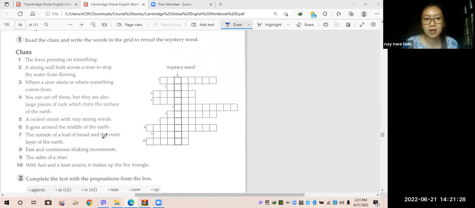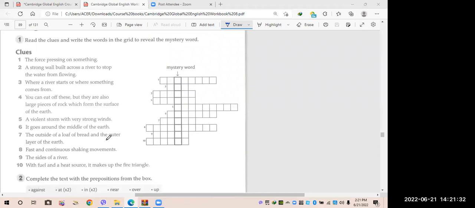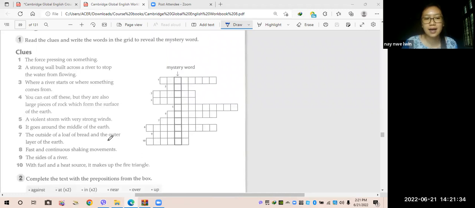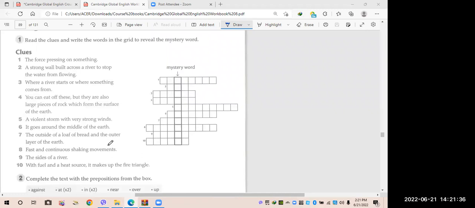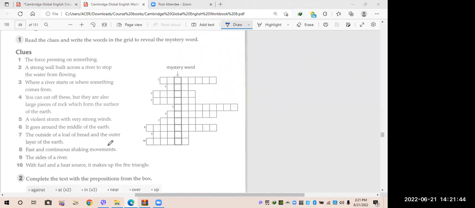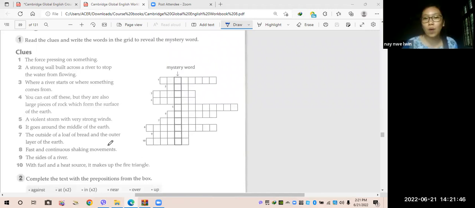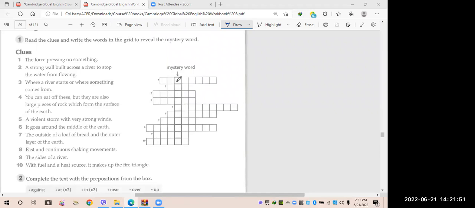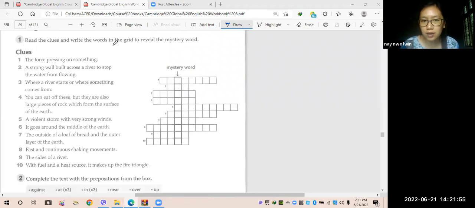And 8, a fast and continuous shaking movement. Vibration, correct. And 9, the side of a river. Bank, correct. 10. With fuel and a heat source, it makes the fire triangle. Oxygen. Yes, oxygen is needed. Correct. So what is the mystery word here? Earthquake. Correct. Everyone, have you got all the answers for this grid?